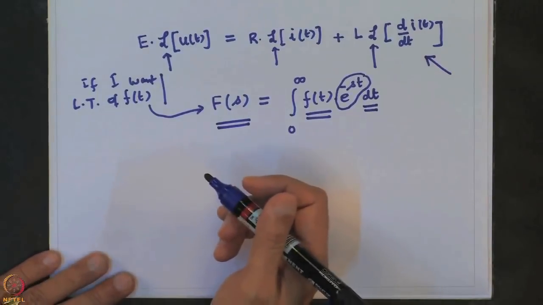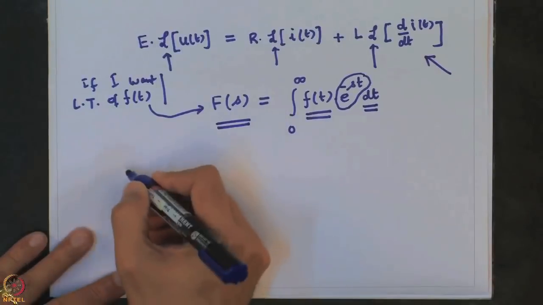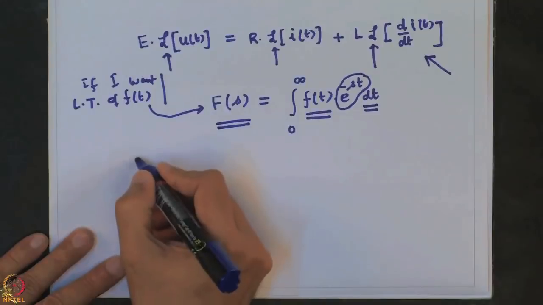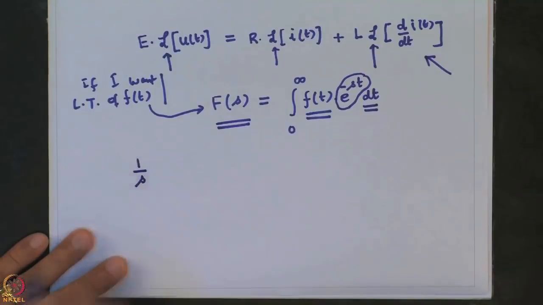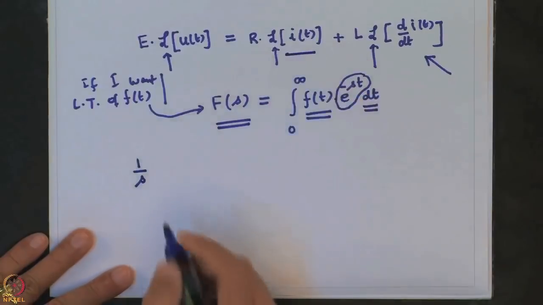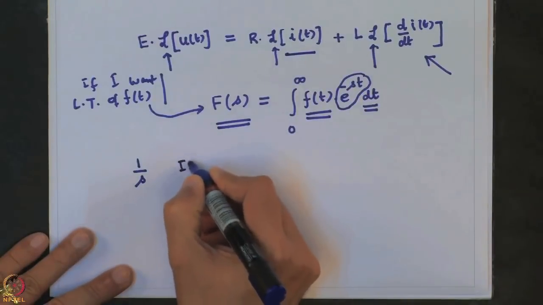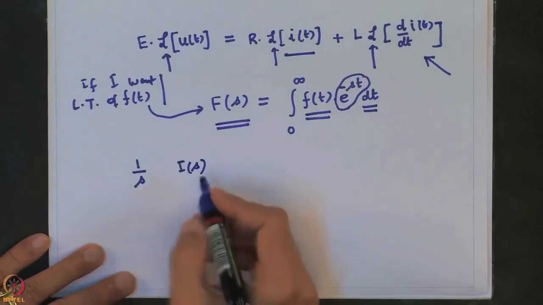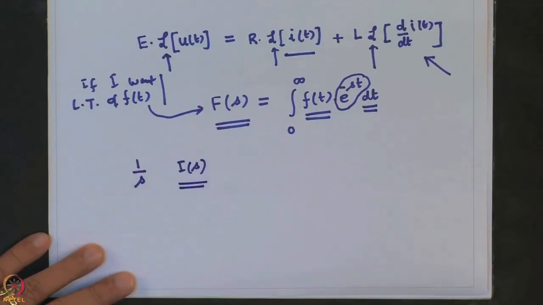So, coming back to the equation we were solving, using the fact that the Laplace transform of u of t can be shown to be equal to 1 by s. The Laplace transform of I of t, let us say it is I of s. I of t is what we are trying to determine. So, I of s we do not know. We do not know I of t, and that is why we are solving this differential equation.